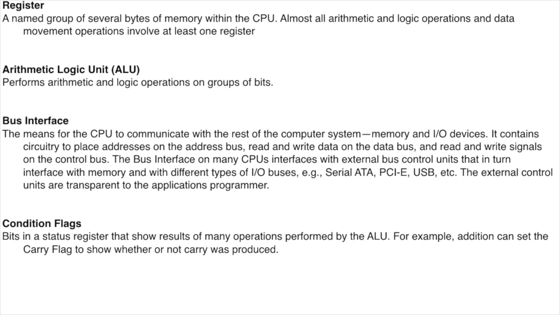The bus interface is a means for the CPU to communicate with the rest of the computer system. It contains circuitry to place addresses on the address bus, read and write data on the data bus, and read and write signals on the control bus.